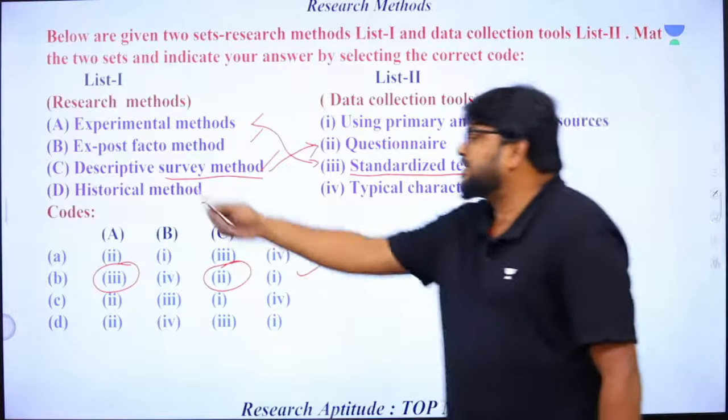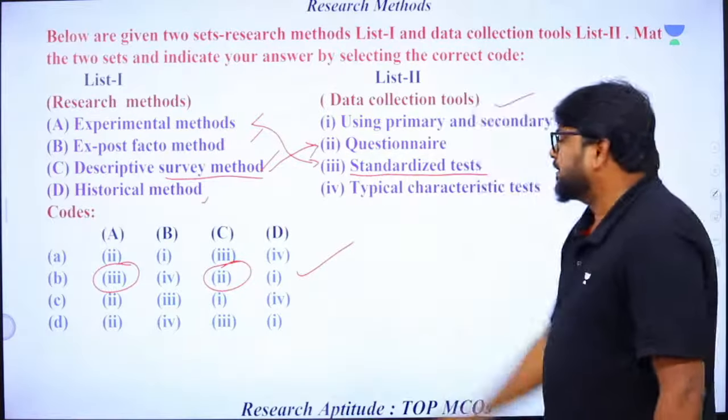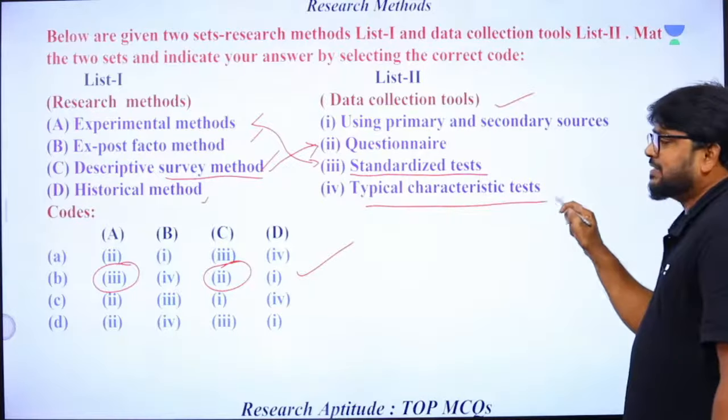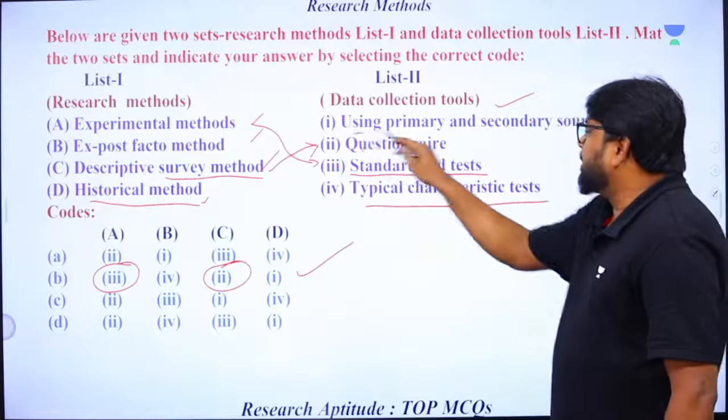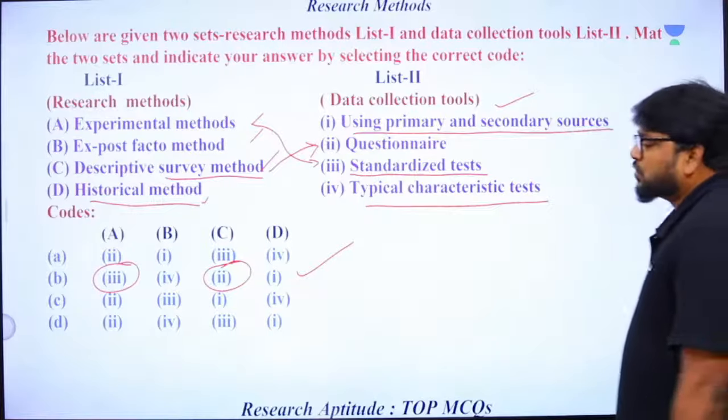The next comes is ex post facto research, that is a typical characteristic test, as well as the historical method, that is using primary and secondary sources of data.